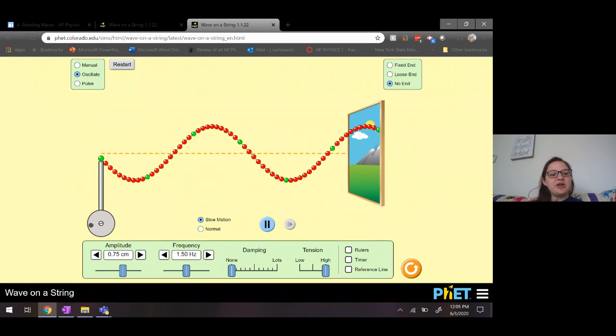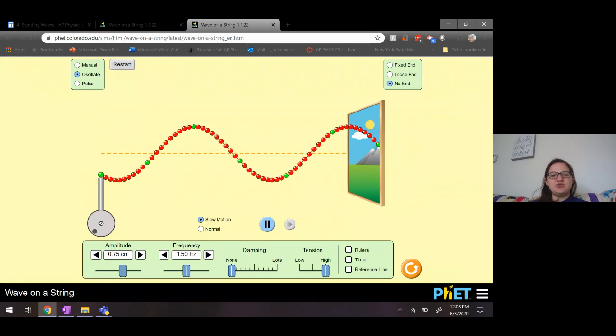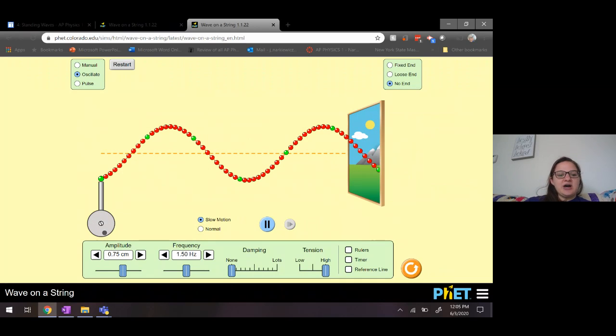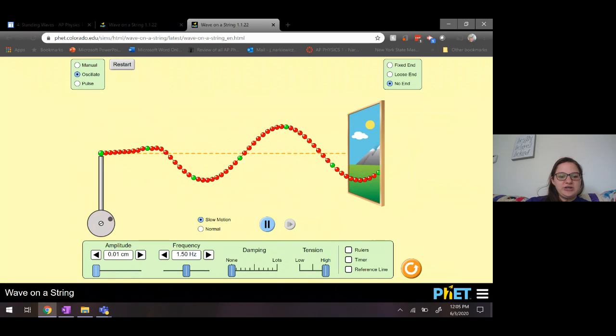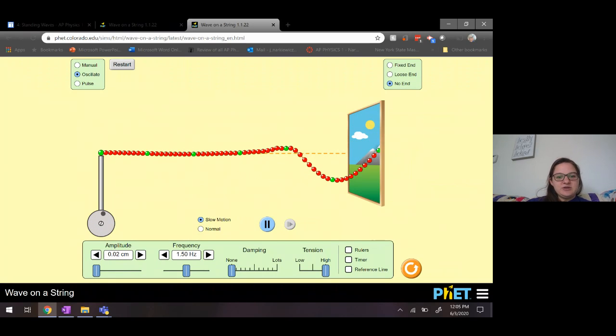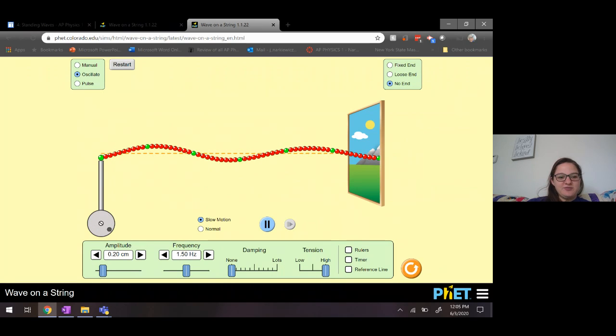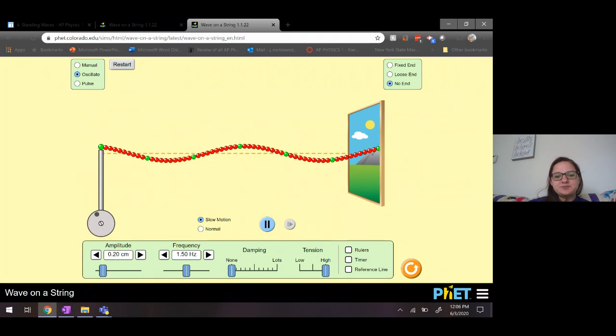So the first thing I want to look at is, is the amplitude going to affect that speed? Let me make the amplitude really, really small. Okay, maybe that's a little bit too small. Let me make it a little bit bigger. It was at 0.75 before. And honestly, I'm just following it with my finger, and that speed looks pretty much the same.